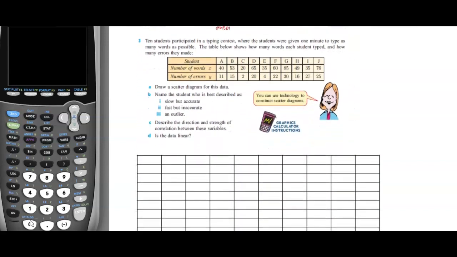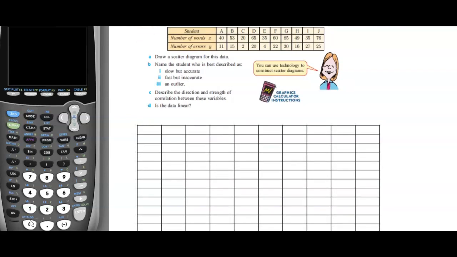Okay, number 3. 10 students participated in a typing contest where the students were given 1 minute to type as many words as possible. The table below shows how many words each student typed and how many errors they made. Okay. Draw a scatter diagram for this data.